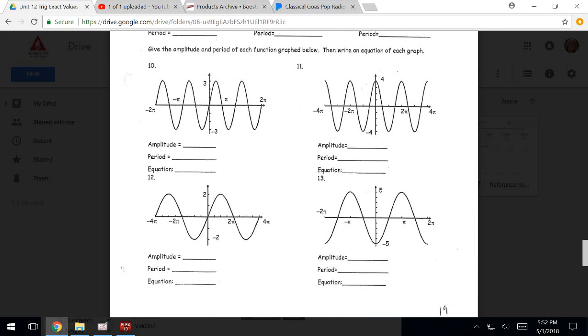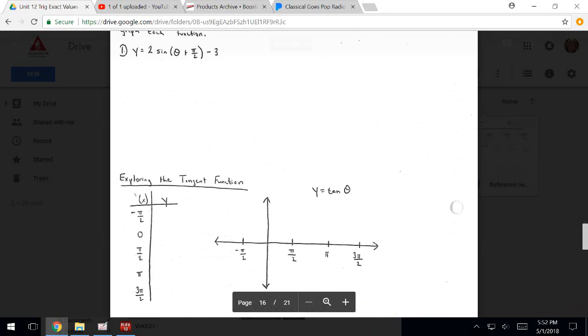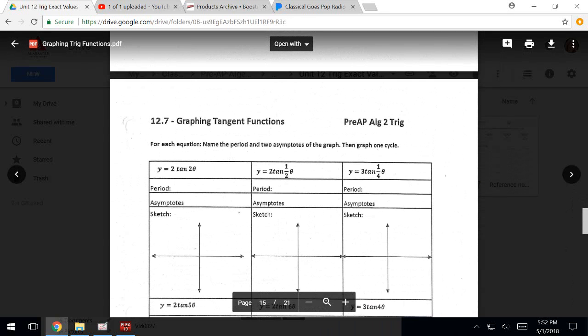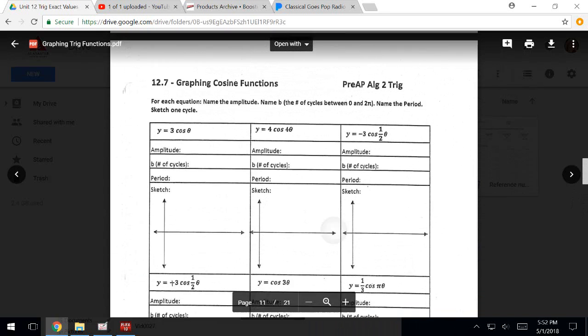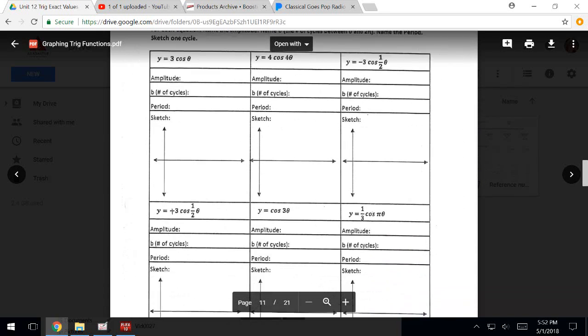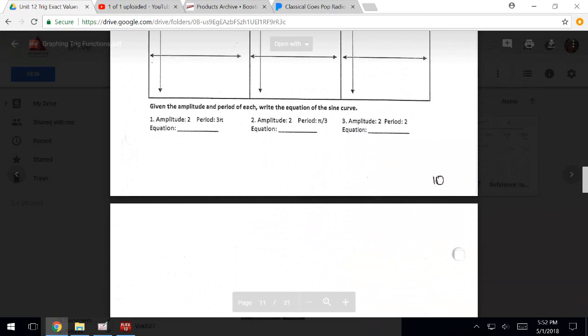If you remember back on, let me scroll up so you can see. Remember these pages that we did? Oh, hold on guys, right here. Remember the sine and cosine stuff that we did? Way down there at the bottom where it says give the amplitude and the period of each and then write the equation. We've already done that before, okay? So if you need to look back on how we did it, that's where you can look.